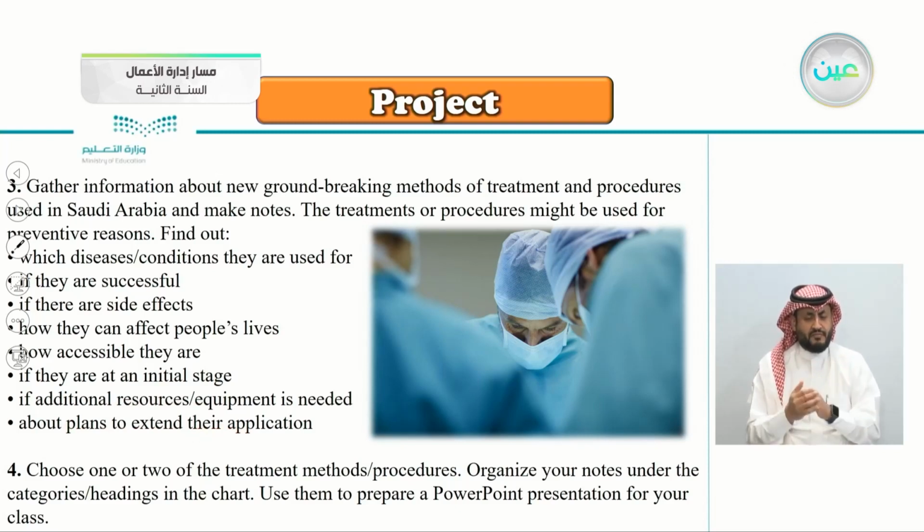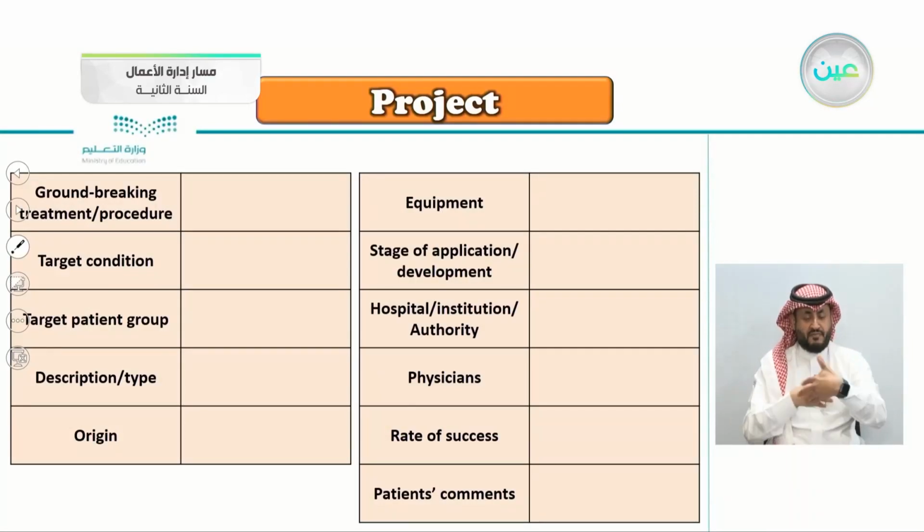Number 4: choose one or two of the treatment methods or procedures. Organize your notes under the categories or headings in the chart. Use them to prepare a PowerPoint presentation for your class. So this is the chart here. You have to fill this chart. The groundbreaking procedure, write it here. Target condition: what is the condition? Maybe it's cancer or Alzheimer's and so on. The target patient group, description or the type.